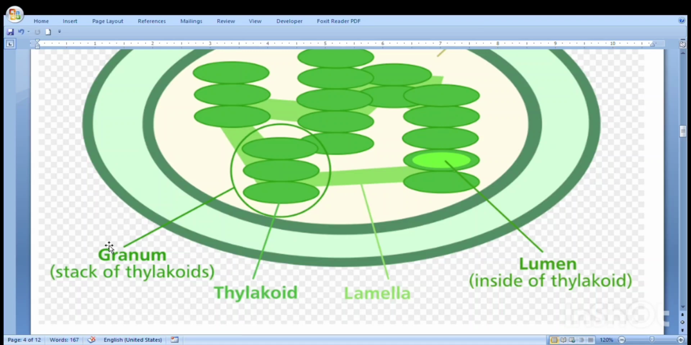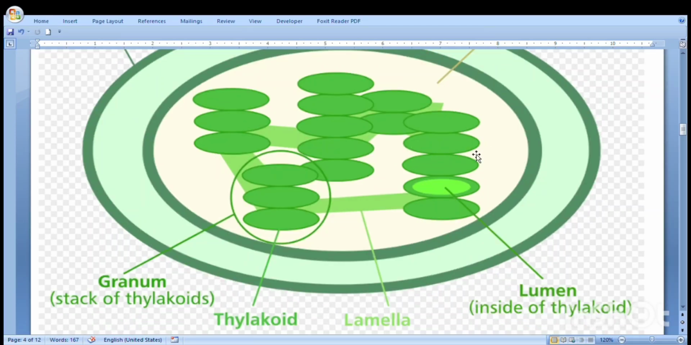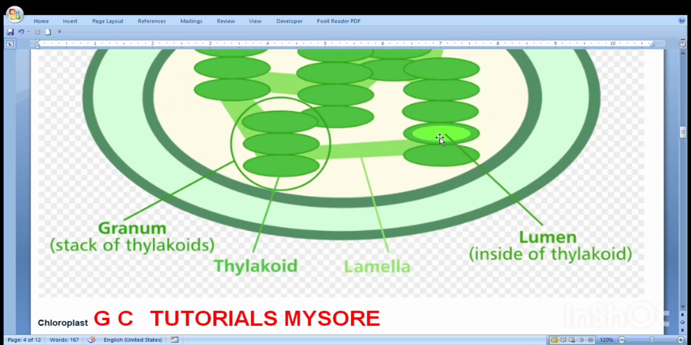Next come to the lumen. Lumen means the space inside each thylakoid. This is a single thylakoid, this one is also a single thylakoid. The space inside the thylakoid, the light parrot green color you are observing, is considered as the lumen. The space inside each thylakoid is considered as the thylakoid lumen, right?